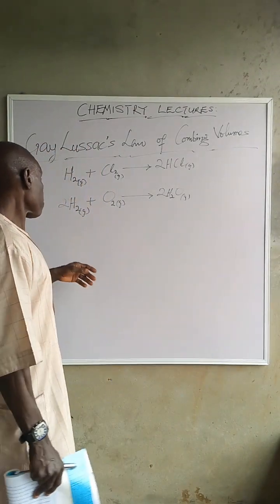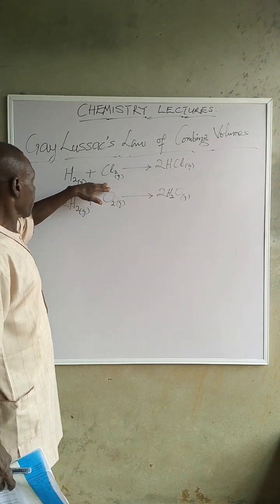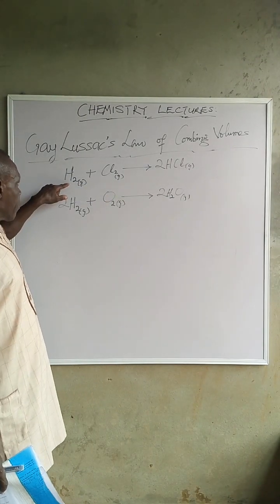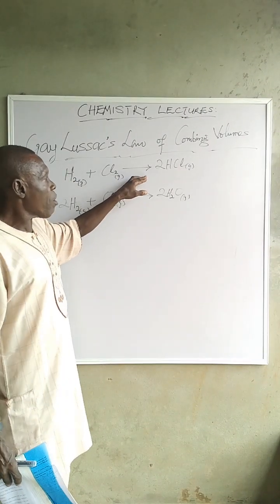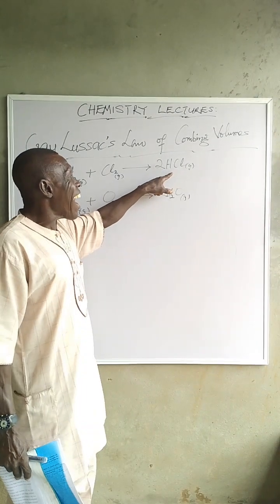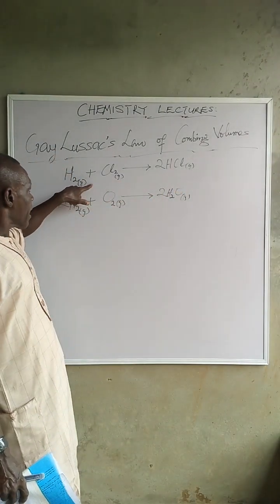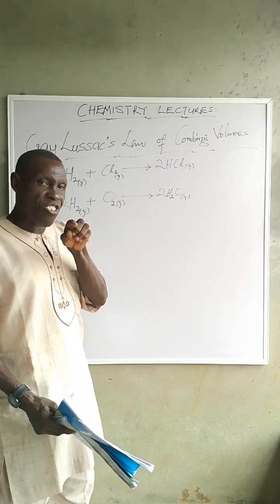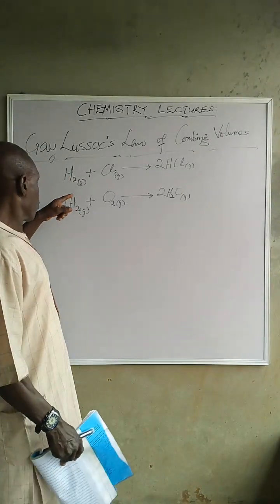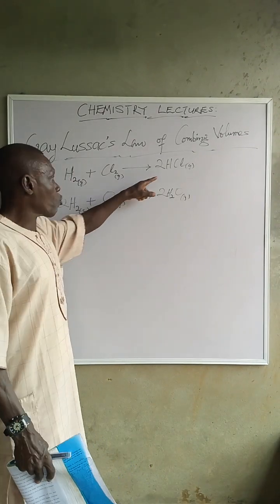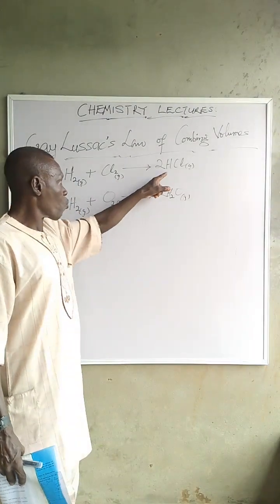So what is it saying here? If you look at this equation, it is saying that one volume of hydrogen gas reacted with one volume of chlorine gas to produce two volumes of hydrogen chloride gas. That's what it's saying. With this equation, we can determine the ratio of the proportions of these various gases in the reaction. That means 1 to 1 to 2.